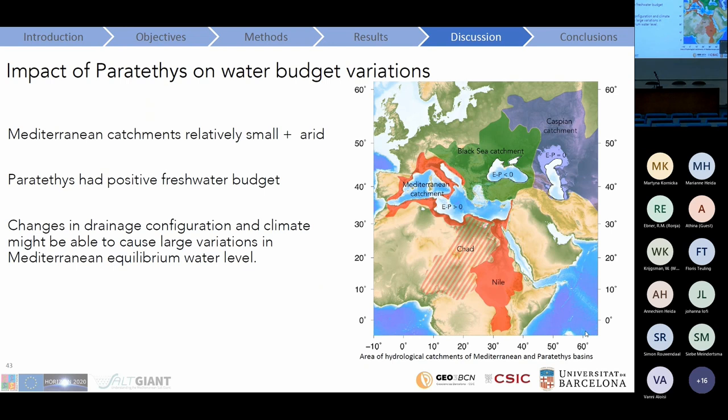So we can imagine that if we have important changes in the drainage configuration, where possibly a larger amount of the Paratethys catchment was being supplied into the Mediterranean, in addition to the climate variability on a precession cycle, we might be able to cause quite large variations in the Mediterranean equilibrium water level. Now, the equilibrium water level is just when you reduce the surface area in order to reduce the amount of evaporation happening over a basin in order to bring it back into balance with the freshwater budget. So a small surface area, a low equilibrium water level, would go with a very large freshwater deficit. Whereas if you have more freshwater coming in, the equilibrium level would rise.